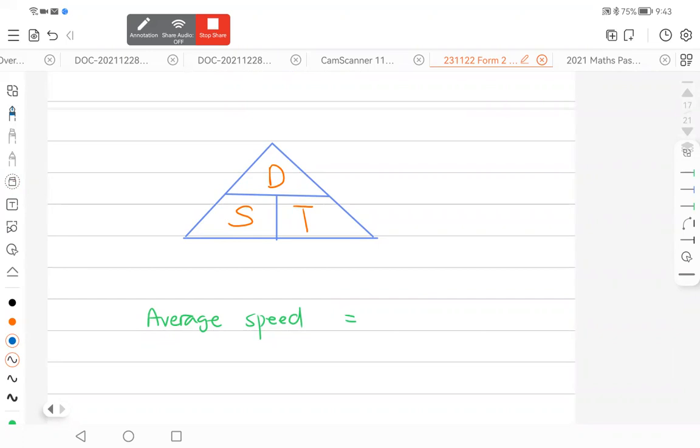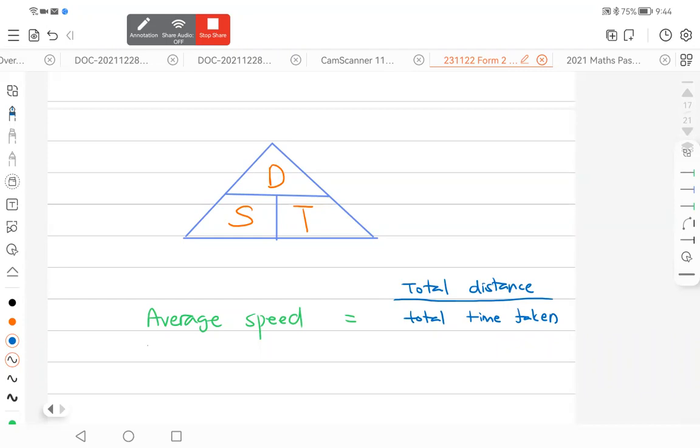Yes, okay. You have to insert "total", yeah. Total distance over total time taken. Instead of saying total distance, I will say total distance of whole journey. Yeah, whole journey.